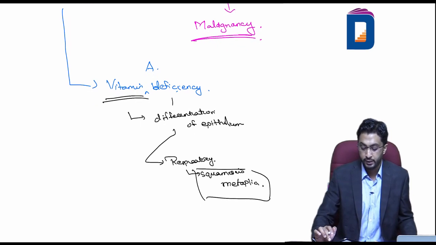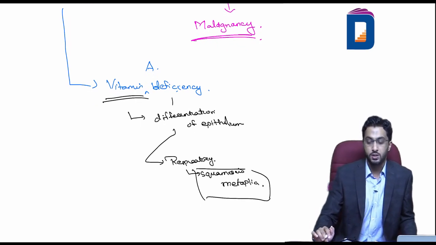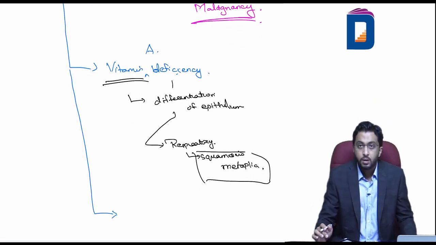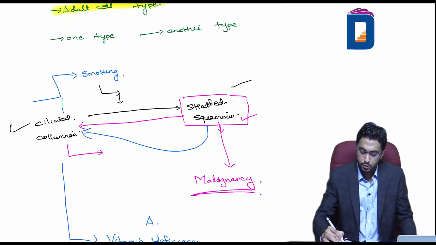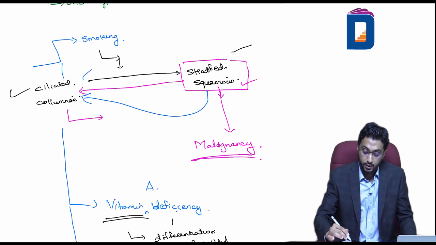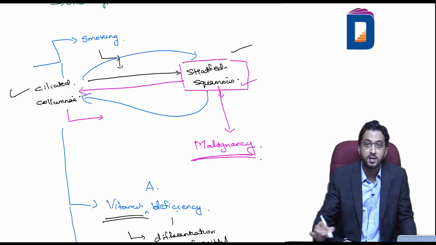But the reason is different. It is vitamin A deficiency which is seen. Now, is it that every time this squamous epithelium becomes columnar? Sorry, is it every time that ciliated becomes squamous?